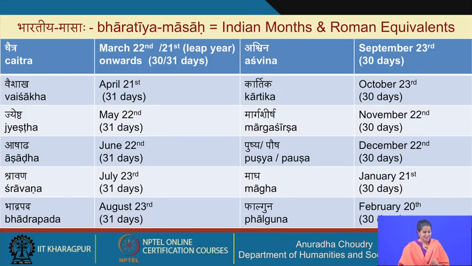It's interesting here. So the first one that we have is Chaitra. Would you like to repeat after me? Chaitra, Vaishakha, Jyeshtha, Ashadha, Shravana, Bhadrapada. So some people just say Bhadra sometimes, but Bhadrapada is the entire one.